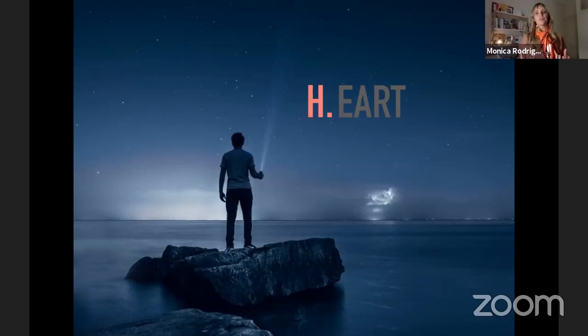So this image that I have chosen, it's because I would like to invite you to think about emotions as light torches. Emotions are information. Emotions happen naturally to us as humans. They are neither good nor bad. They are neither positive nor negative. They are inherent to our human nature. They happened to us, and there is nothing we can do to avoid them.